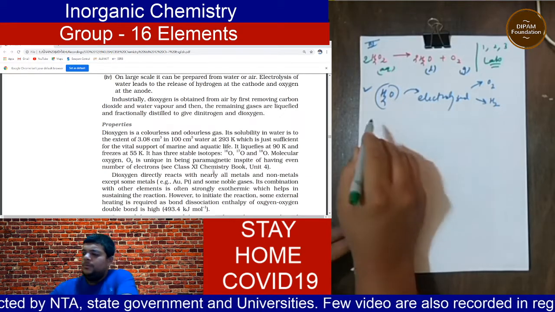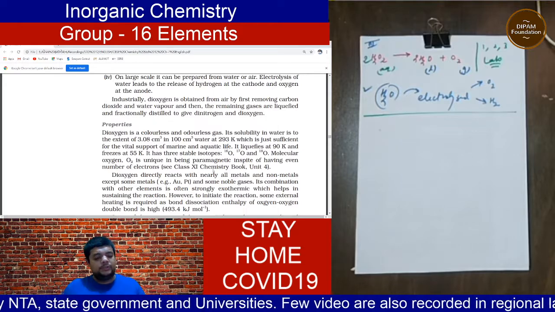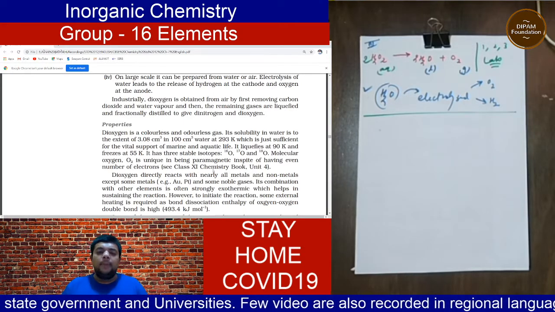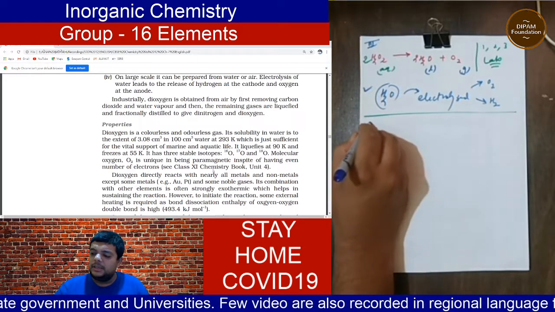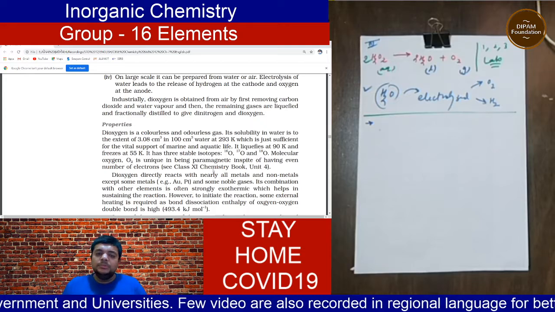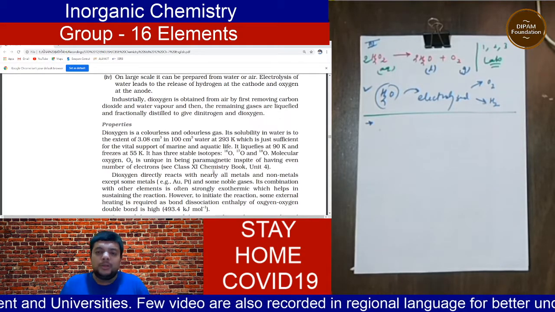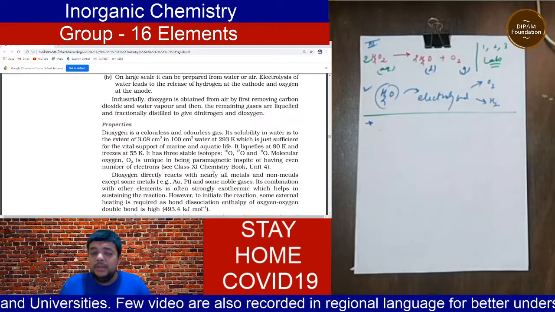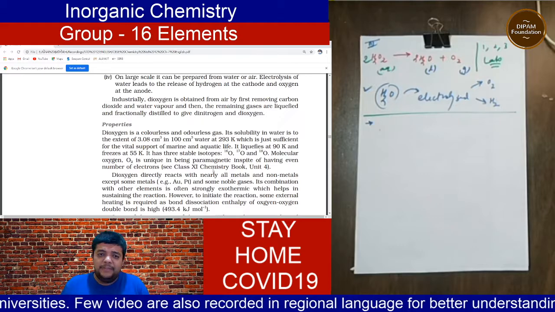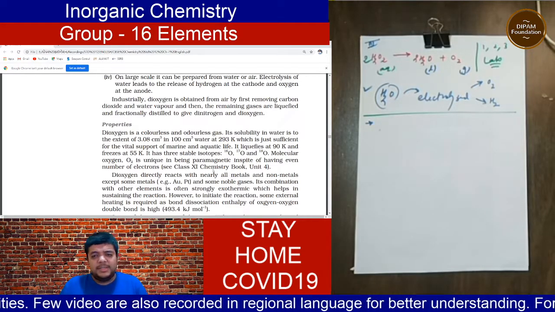So these were few preparatory methods where you could fetch up with these products. Moving in the similar direction, properties. Dioxygen is a colorless and an odorless gas, and it's soluble in water. 3.808 centimeter cube in every 100 centimeter cube means nearly 3%, which is sufficient for the aquatic life to survive. It liquefies at 90 Kelvin and freezes at 55 Kelvin.